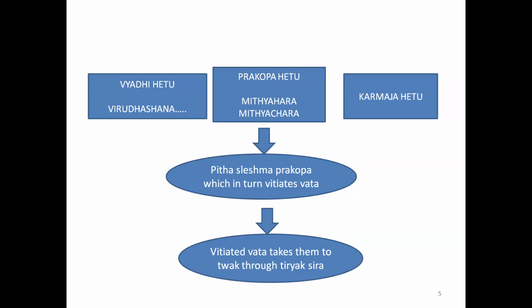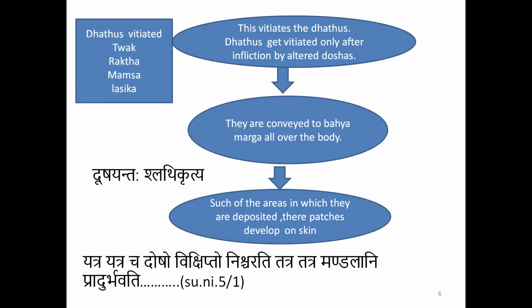And due to Ahara Viharas, Amasanchaya, Doshaprakopa, Vata prakopa, etc. happen inside the Koshtha, and that dislodged Doshadushti or Ama circulates all over the body and precipitates wherever the Srotovaigunya is there due to the Karmaja hetu, especially in Kushta, Shvitra, etc. And Pitta Shleshma Prakopa happens, which in turn vitiates Vata. Vata itself can get vitiated by Vata prakopaka Aharas, and the vitiated Vata takes them through Tiryak Sira. I said Tiryak Gata roga. Kushta is a Tiryak Gata roga. See, the Dhatus vitiated means the disturbed Dhatus: Twak, Rakta, Mamsa, and Lasika.